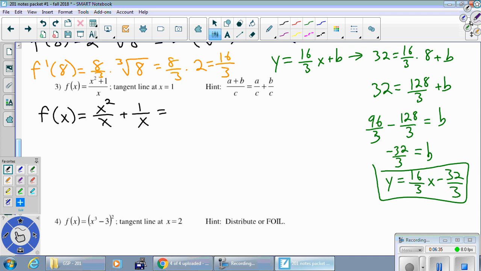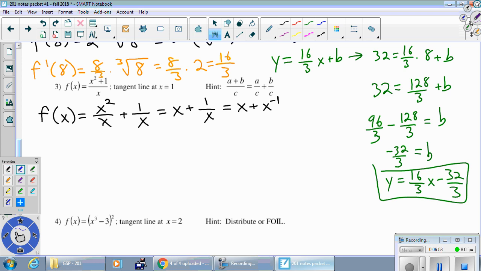And let's clean this up just a little bit more. This is really x plus 1/x. Now you're welcome to rewrite this thing as x to a power, right? That's oftentimes what we need to do. I'm actually going to use it in the 1/x form, but either way is okay.